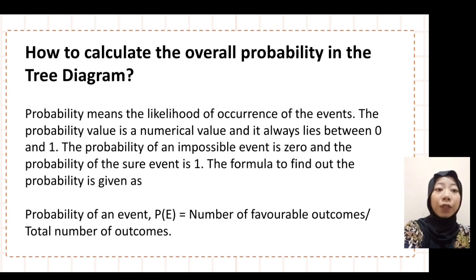And how to calculate the overall probability in the tree diagram? Probability means the likelihood of occurrence of the events. The probability value is a numerical value and it always lies between 0 and 1. The probability of an impossible event is 0 and the probability of a sure event is 1. The formula to find the probability is given as probability of an event, P(E), equals number of favorable outcomes over total number of outcomes.